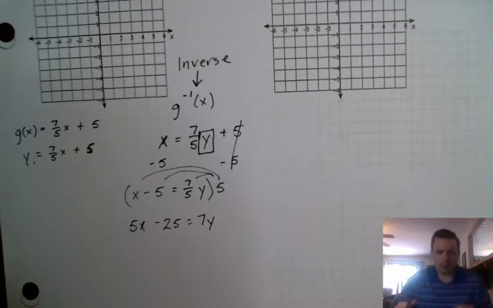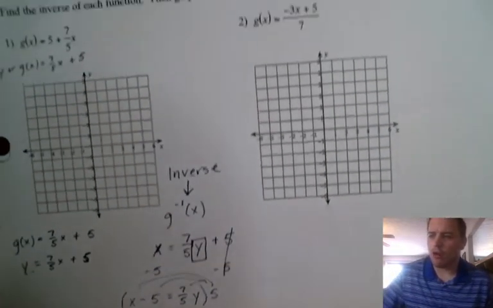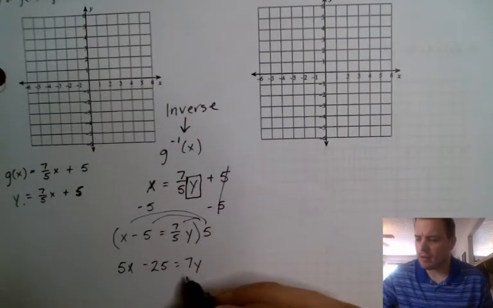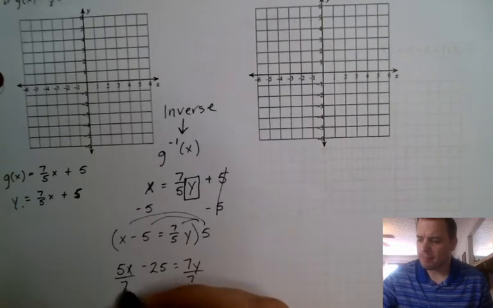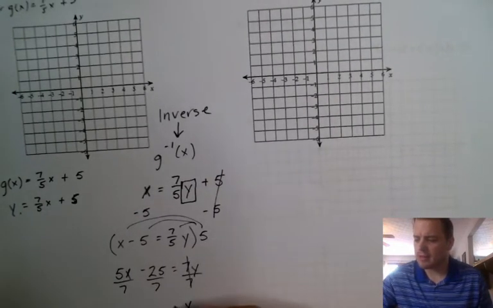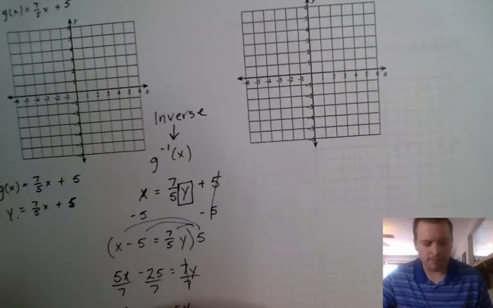Okay? And then again, our goal is to solve for the new y, to isolate the new y, so then we just divide all this by 7. That cancels. I'm left with y on this side is equal to 5/7 x minus 25 over 7.